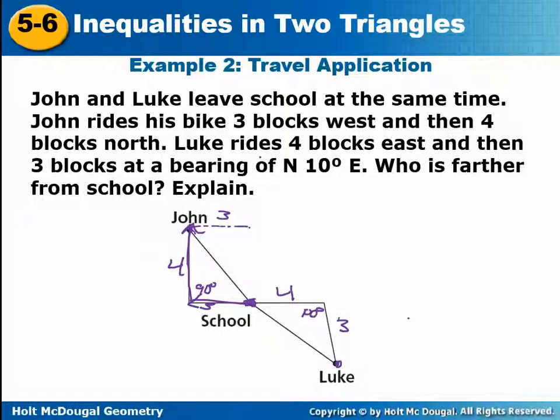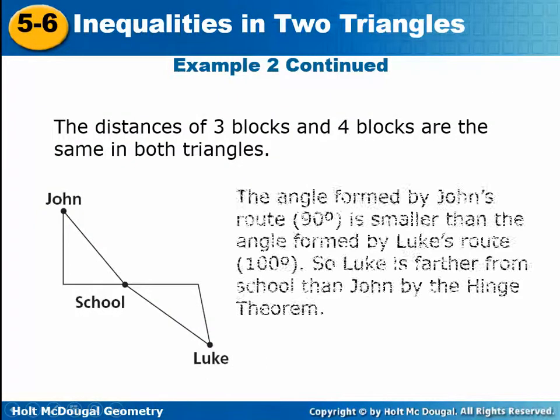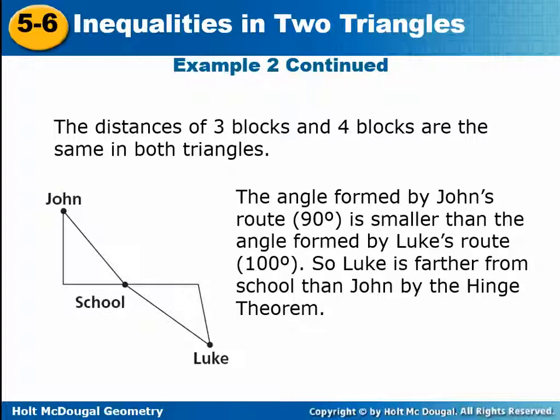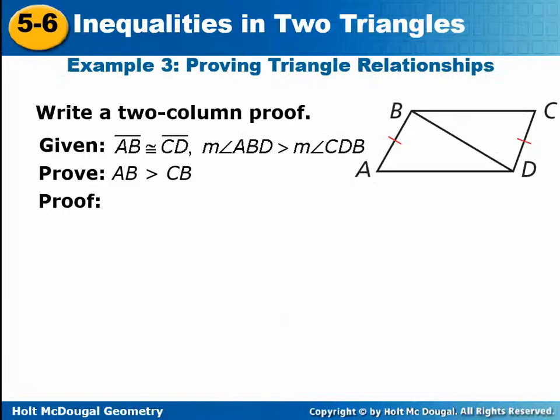And then the question is, who is farther from school? So we've got a 90-degree angle for John. We've got a 100-degree angle for Luke. And the question is, who went farther? So this one's the 90. This one's the 100. So opposite 100 is longer than opposite the 90. So that means that Luke is farther away from school at that time.